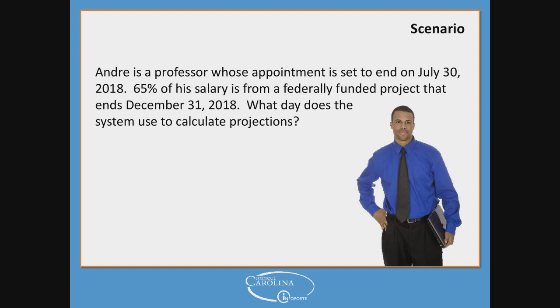Okay, one more. And I'll warn you in advance, this is a trick question. So we have Andre, who's a professor, and his appointment is set to end on July 30th, 2018. 65% of his salary is from a federally funded project that ends December 31st, 2018. What day is the system going to use to calculate the projections? We do have this one in poll form.